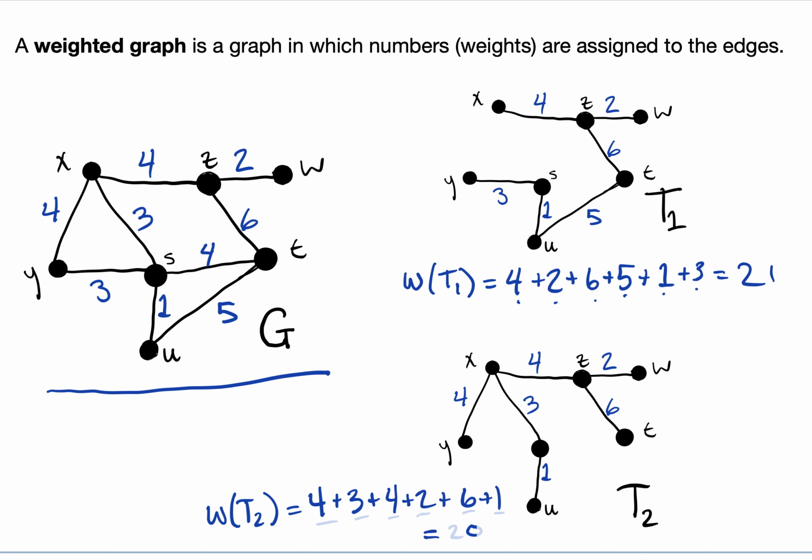So its total weight is 10, 15, 16, 20. So these two trees have different weights, and for now T2 has a smaller weight than T1. So finding a minimum spanning tree for the graph G would mean finding a spanning tree for G, a connected graph that is a tree that contains all of the vertices of G, such that the edge weight is minimum.